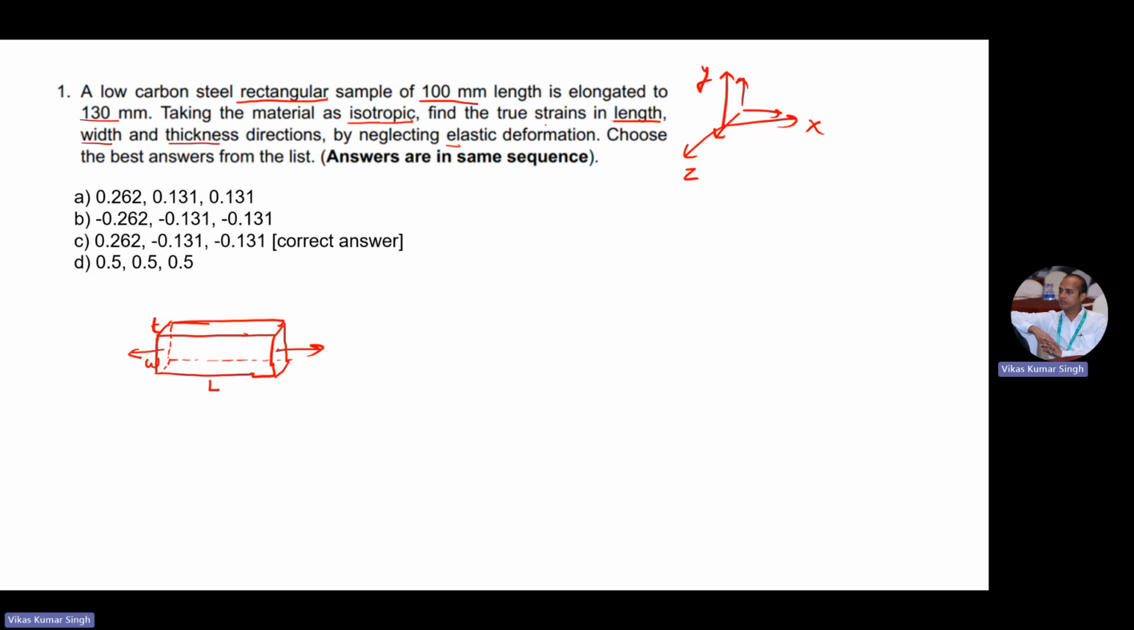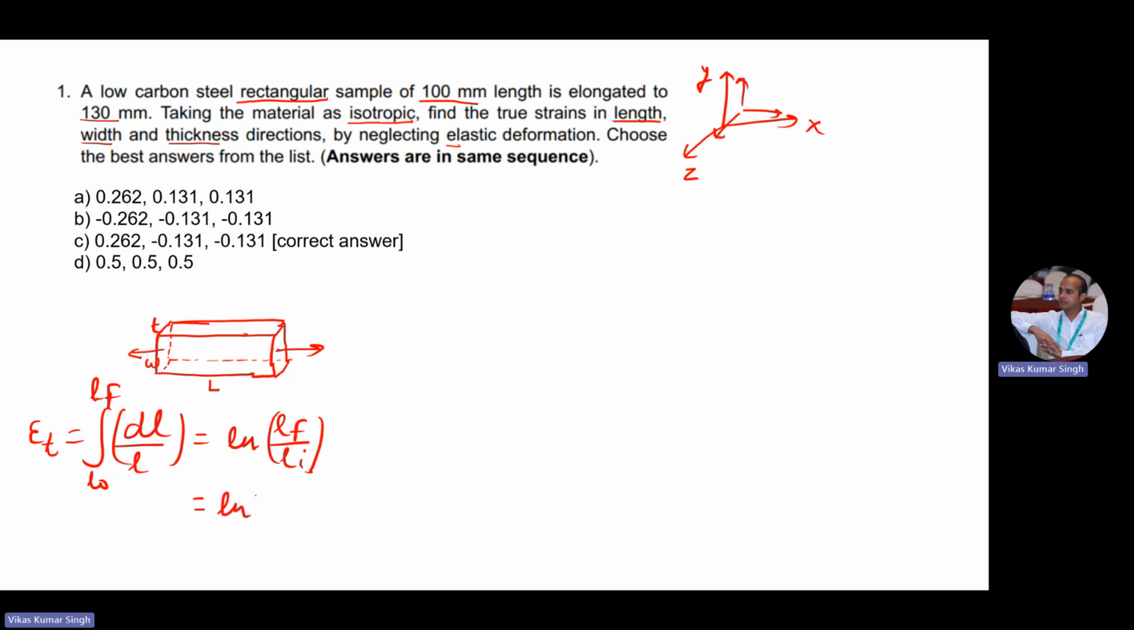Now we have to define the true strain. If you have gone through the lecture, true strain is defined as the integral of delta L by L from L naught to L final. The final formula is true strain equal to ln of L final by L initial. We need it in the length direction, width direction, and thickness direction. The length direction we can find easily because we have LF and LI.